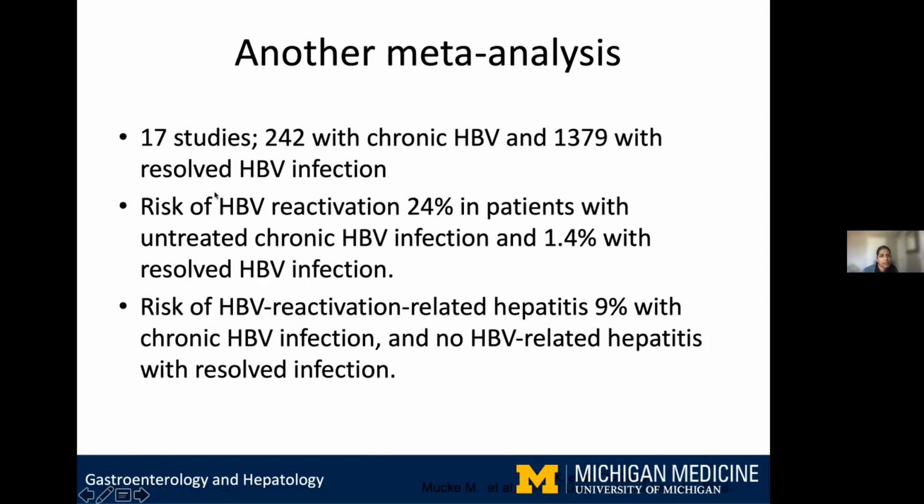And another meta-analysis looked at 17 studies, including 242 with chronic Hep B and over 1,300 with resolved Hep B. The risk of reactivation was 24% in those with untreated chronic Hep B infection. So the patients who are surface antigen positive, people who are co-infected, are at much higher risk. And it was 1.4%, so that's very small, in people who had just core antibody positive, so they had been infected in the past. The risk of Hep B reactivation-related hepatitis was 9% with chronic Hep B and no Hep B-related hepatitis with resolved infection.